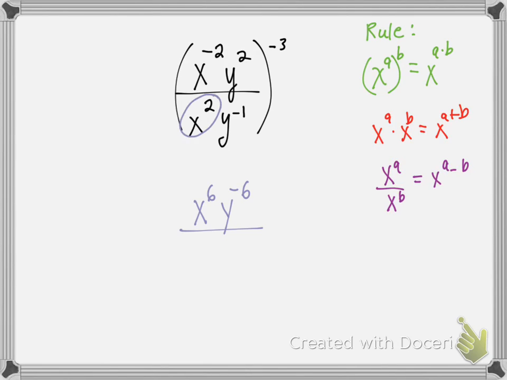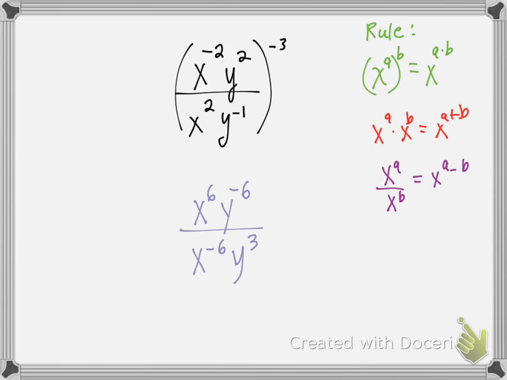If I take x squared and raise that to the negative third, I'm multiplying the exponents. 2 times negative 3 is negative 6. And lastly, if I take y to the negative first and raise it to the negative third, if I multiply my exponents, negative 1 times negative 3 is positive 3.